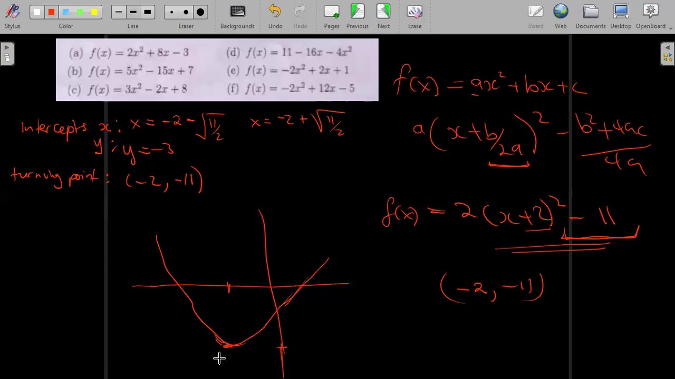So this point here where it's turned, that's our negative 2, comma negative 11. Here where it's cut, that's our negative 3. Here where it's cut, which one is bigger between these two? This one gives us a negative number, so that one should be negative 2 minus root 11 over 2, and that one should be negative 2 plus root 11 over 2. So that's how you get your graph, and that's how you would sketch your graph.